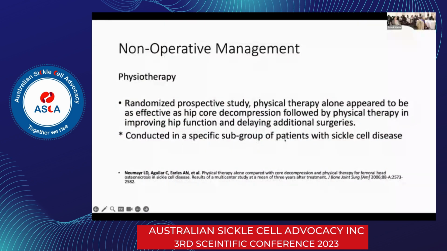There's been a specific paper looking at sickle cell patients with physical therapy alone versus core decompression, and the results from this 2006 Journal of Bone and Joint Surgery paper showed there was no difference. So that's some food for thought that we could manage all these patients non-operatively and not rush to core decompress.